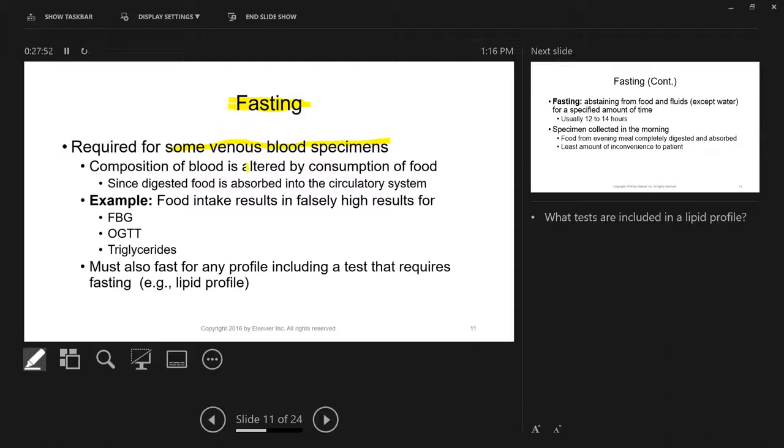The composition of blood is altered by consuming food, because the digested food, what I commonly just refer to as the nutrients, remember macronutrients and micronutrients, those nutrients end up in the circulatory system. So they're hanging around in our bloodstream until they're used or stored by our body. And if we take a blood specimen, you're going to get those substances in the specimen. So, for example, food intake results in falsely high readings for things like a fasting blood glucose.